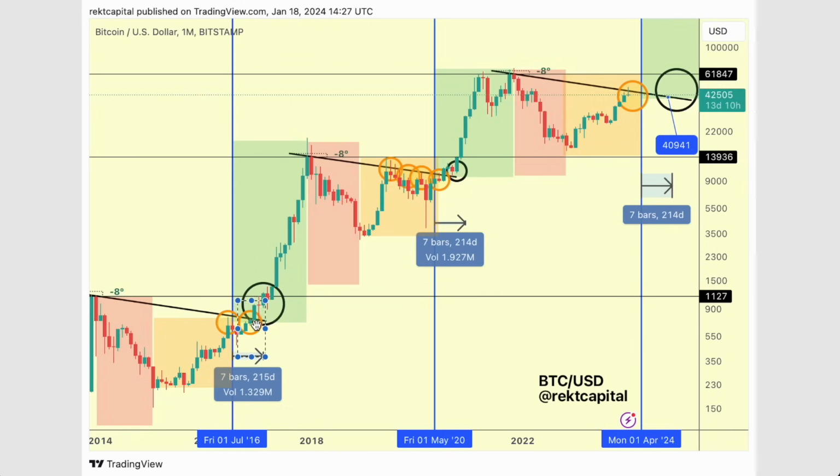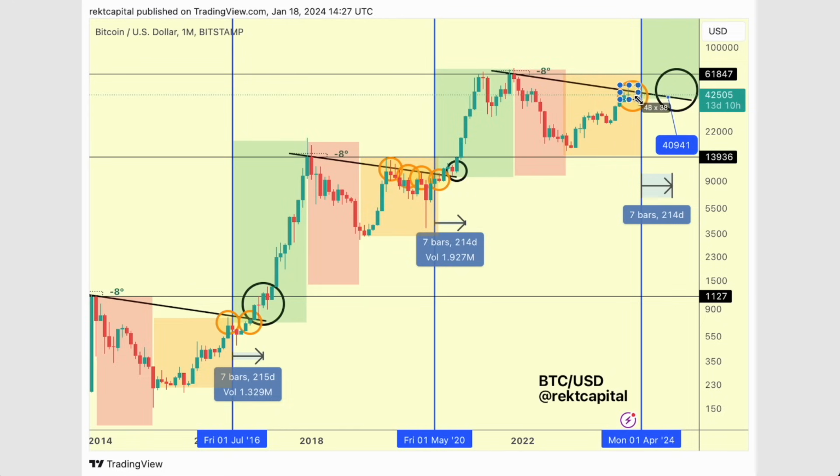But this all changes just after the halving, where we turn an old resistance and point of rejection into a new springboard and form of support to break us to new all-time highs approximately 200 days after the halving. This has happened also in the past when it comes to 2020, that halving year as well. 200 days after that halving, we retested this trend line and rallied to new all-time highs.